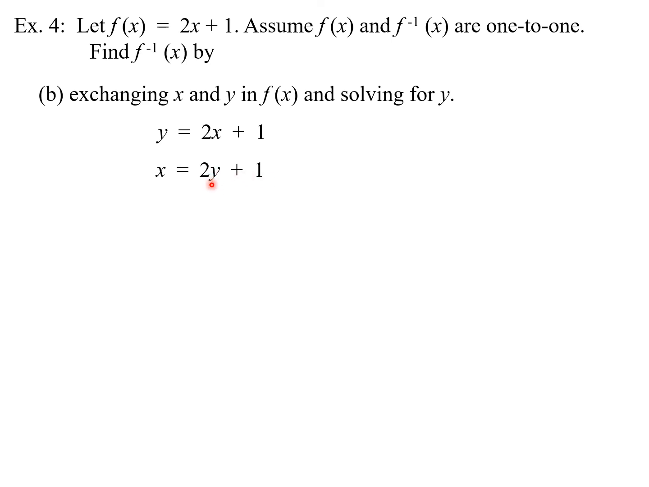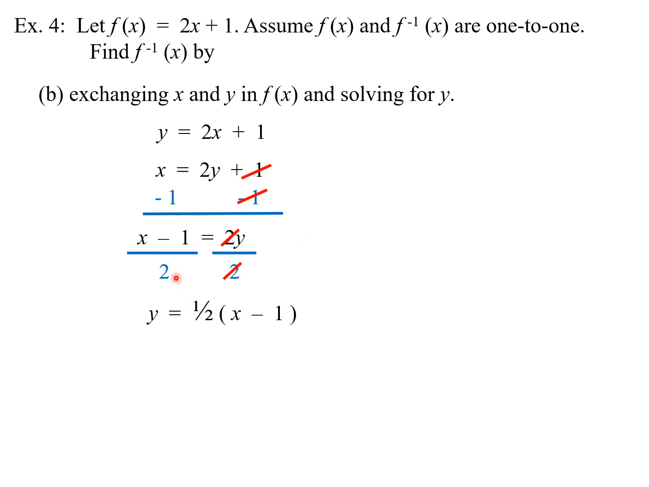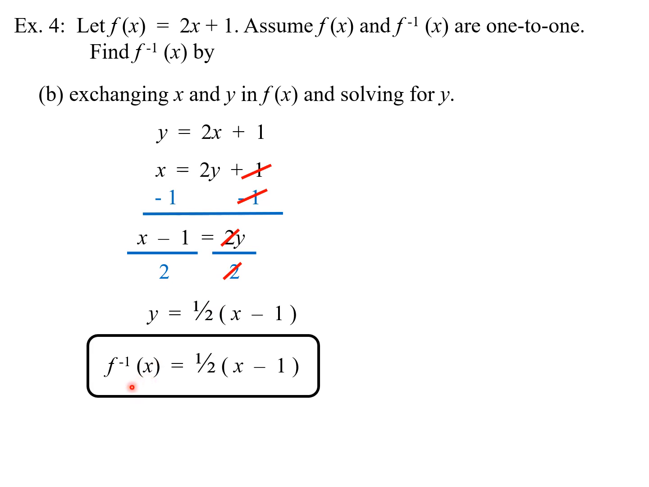Now solve this for y by subtracting 1 and then dividing out the 2. And you get this. You could leave this as x minus 1 over 2, but I prefer to write it like this. And then I want to indicate that that is indeed the inverse rather than the original function, so we're going to write it as 1/2 x minus 1. So that's the equation for the inverse.